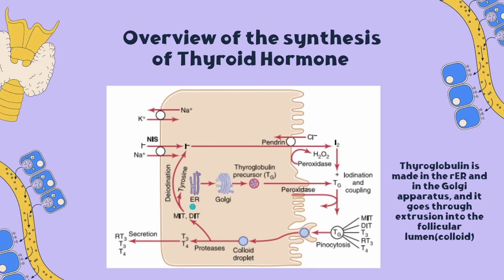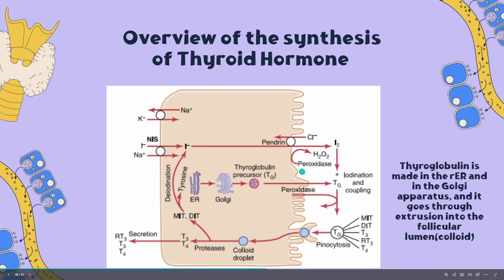So we have the endoplasmic reticulum, specifically the rough endoplasmic reticulum, the one with the ribosomes. That's the one that's going to make the protein. The protein is then going to go to the Golgi apparatus, and in the Golgi it's going to be a thyroglobulin precursor, which then goes to the colloid and becomes thyroglobulin. Alright, now let's go back to the cell itself, the follicular cell.